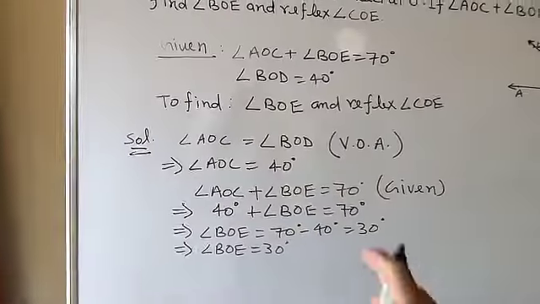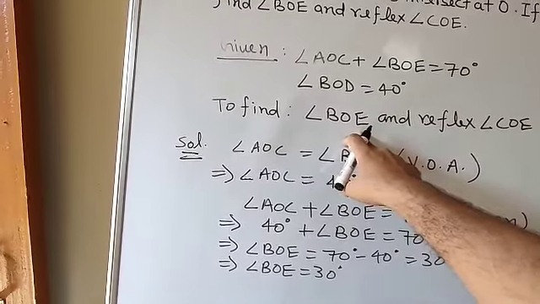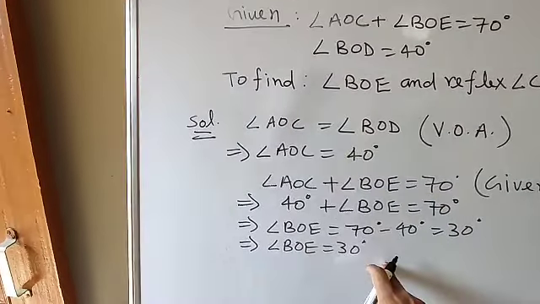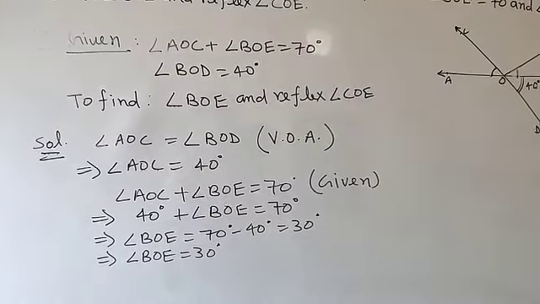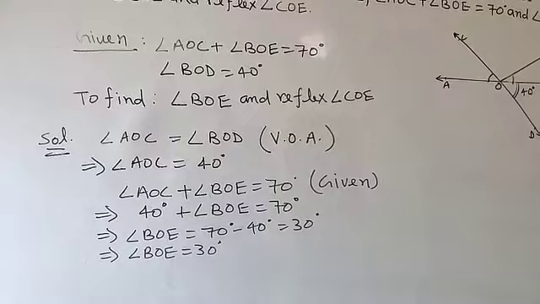So in the question one part was asked, find the value of angle BOE. So angle BOE equals 30 degrees. Now again in the question you need to find the reflex of angle COE.